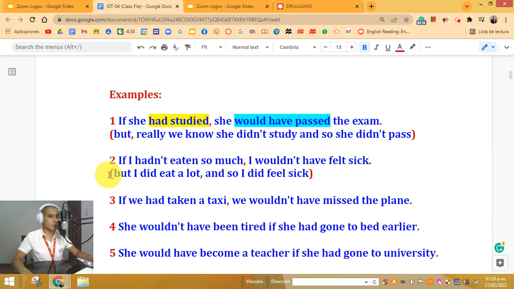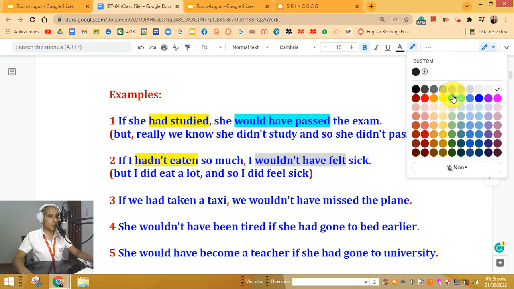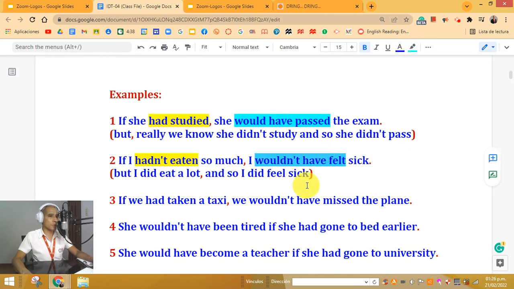Okay, let's continue. Example number 2. If I hadn't eaten so much, I wouldn't have felt sick. But I did eat a lot, and so I did feel sick. So here the keywords are hadn't eaten. I'm going to highlight them, and I'm going to use yellow for the keywords that belong to the if conditional. Now I continue, and here I have I wouldn't have felt sick. So I'm going to highlight wouldn't have felt. I'm going to use light blue. These keywords correspond to the result clause.